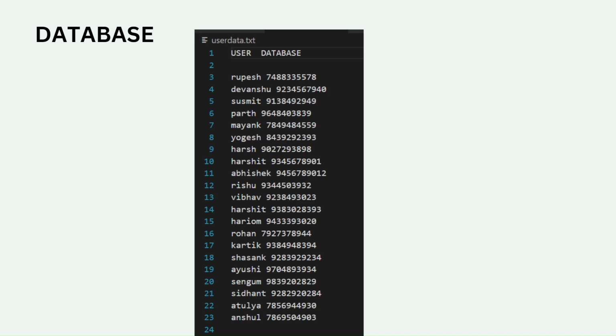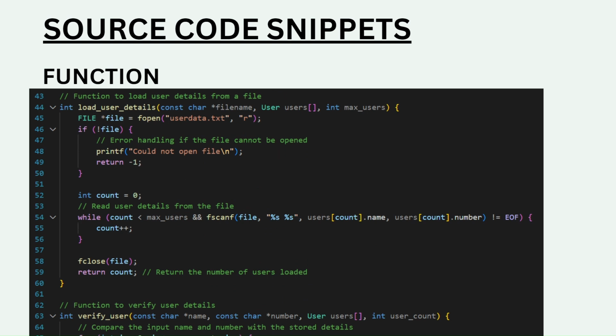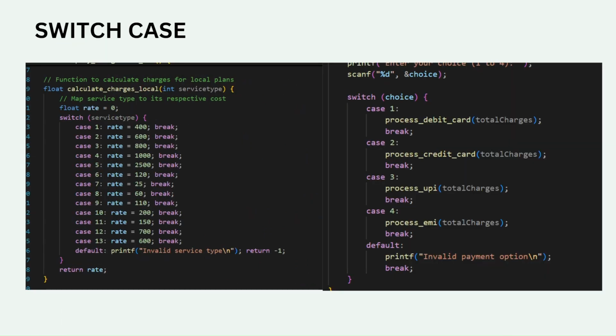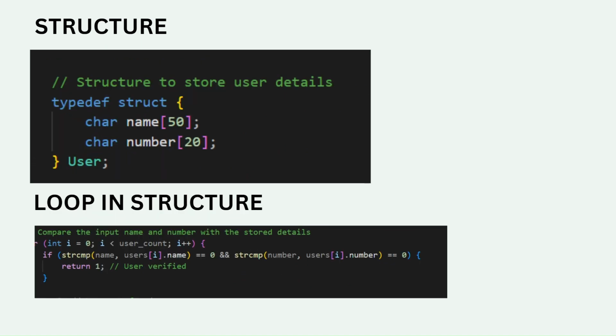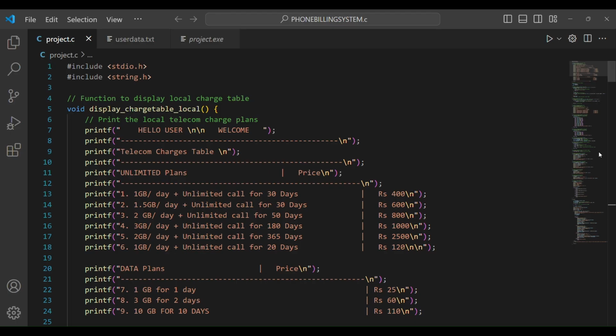From here on, I will explain all program related aspects. So let's begin from database. It is our database. Then there are some source code snippets. As you can see, we have used function frequently. These are our switch case statements, and this is our structure example and loop in structure. So let's see, here is our code.